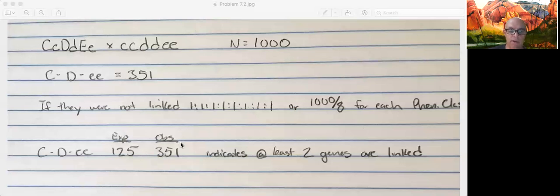You just need to realize what you would expect in each of these classes, and you would see that in fact you have deviations from what you expect, probably based on the big C and big D being linked, or closely linked to each other, therefore giving you an overrepresentation in that class.